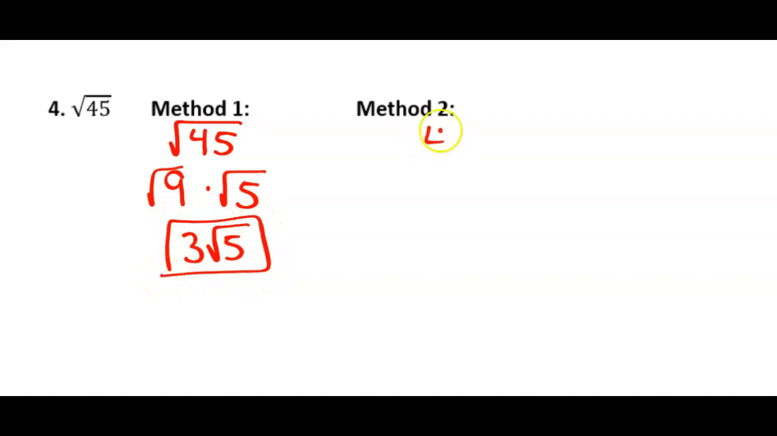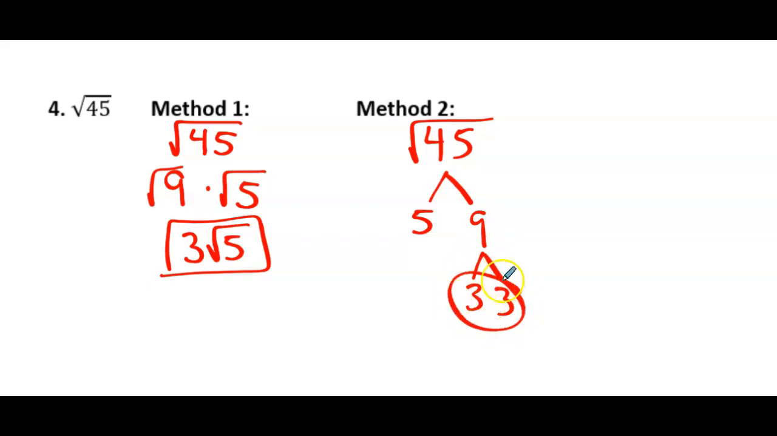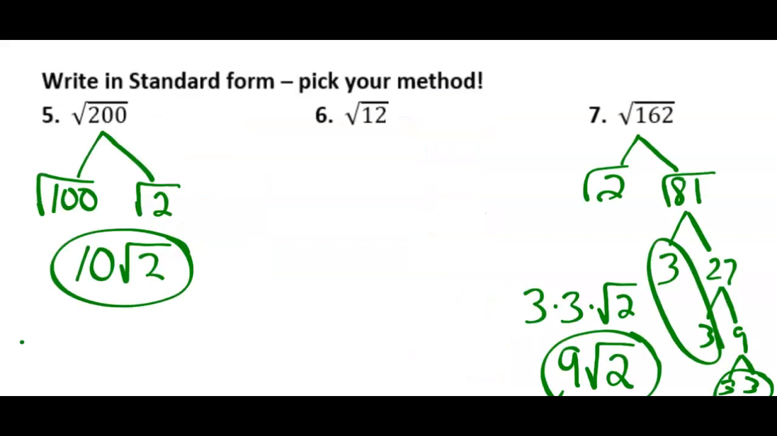What if I did my tree method, my square root of 45? Well, I can't divide it by 1. I can't divide it by, well, I can divide it by 1. That doesn't work. I can't divide it by 2. I can't divide by 3. I can divide by 5. 5 times 9. 9 is 3 times 3. Oh, look, there's a pair of shoes there. So I've got 3 times the square root of 5. Same answer, different methods. You decide which method you like better, and then stick with it. Don't feel like you have to do both.